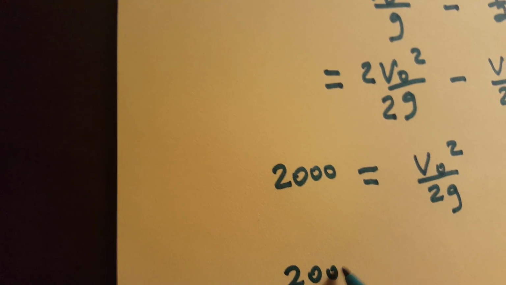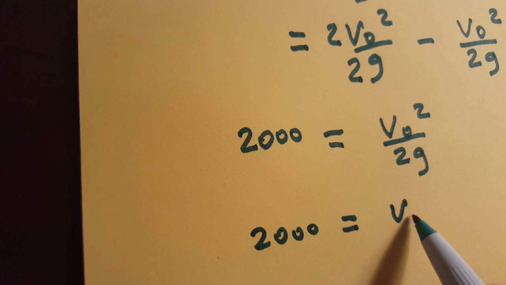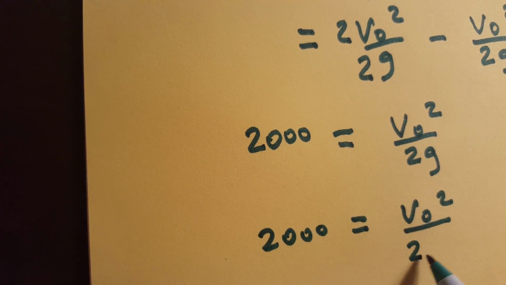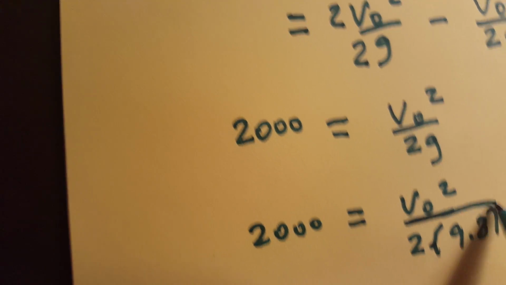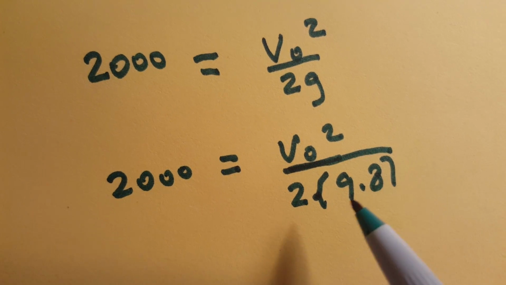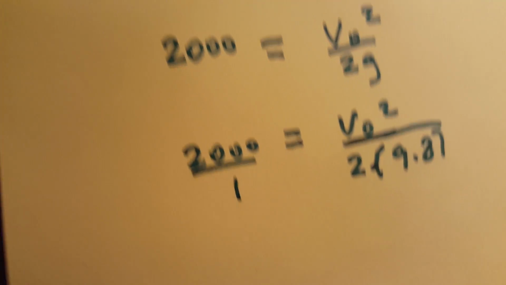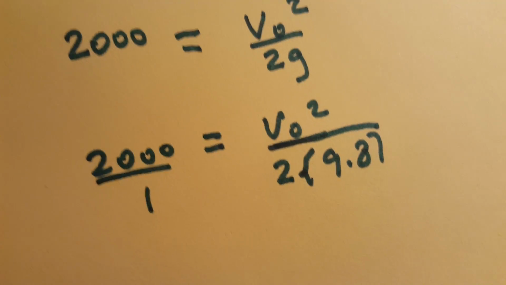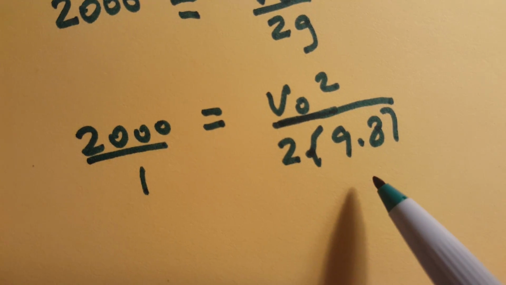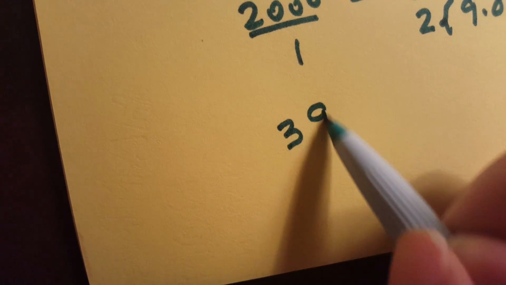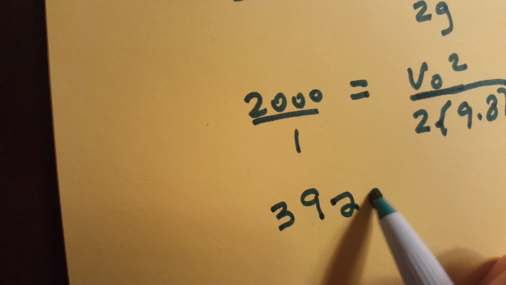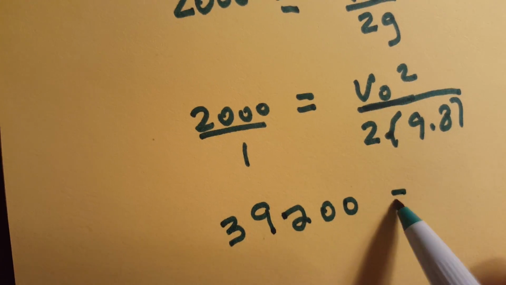So 2,000 equals v sub 0 squared all over 2 times 9.8. And so I have a fraction equal to a number, so I will cross multiply. On my calculator, I do 2 times 9.8 times 2,000, and that gives me 39,200, and that equals v sub 0 squared.